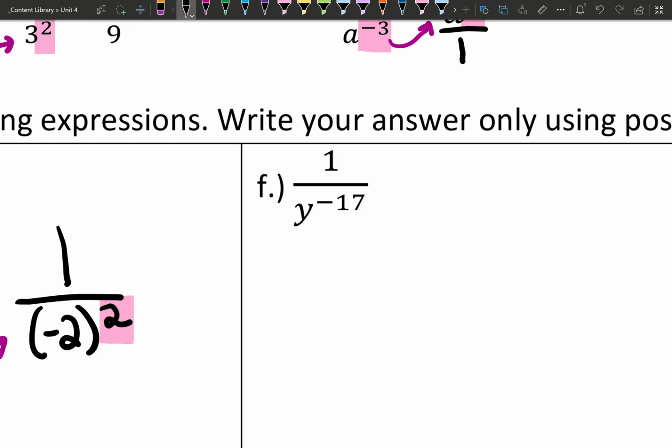Letter F. That's already a fraction, so I'm just going to set it equal to a fraction line. This fraction has a negative exponent on the bottom, which means I need to flip it and put it up top. This becomes y to the power of positive 17. There's nothing left on the bottom, so I'm going to write a 1.